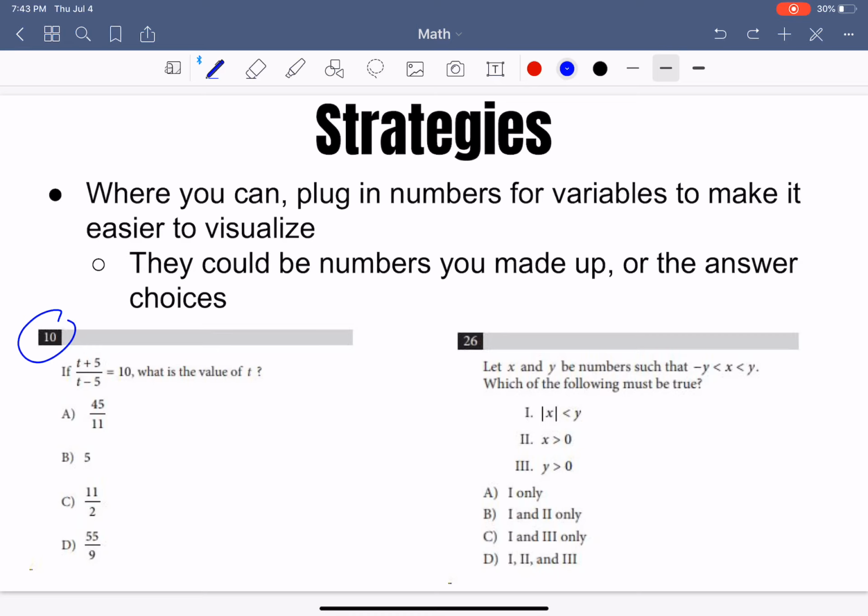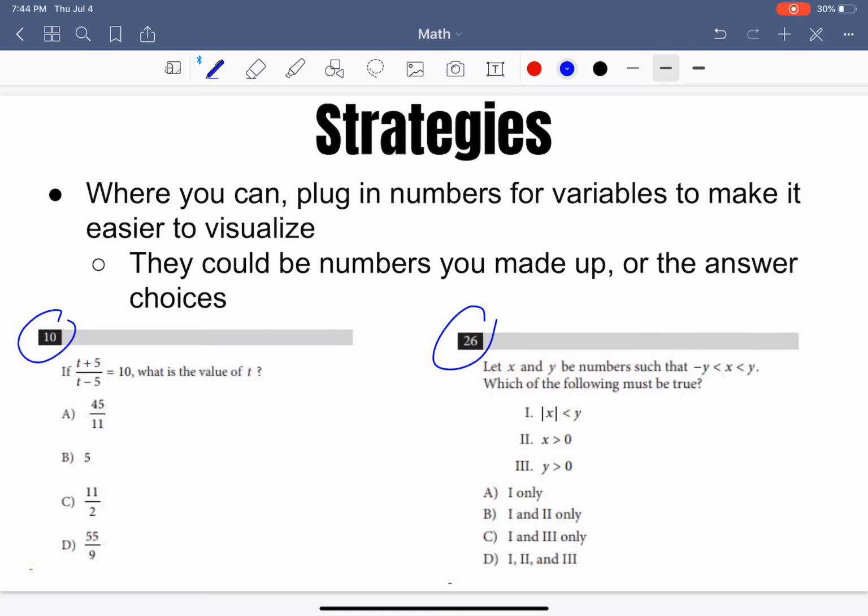But some people, you could use your calculator and just plug this in for t, and this in for t, and this in for t, and this in for t, and see which of those gives you 10. And if you're a little slower at doing equations by hand, that might be the best option for you. Just because that's not the best option for me doesn't mean it's not the best option for you. If doing that is faster, you can totally go ahead and do that. Instead of making up a number, obviously use the answer choices and plug them in to see which one gives you 10.